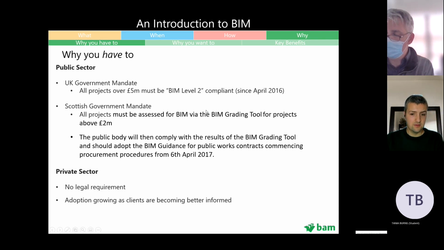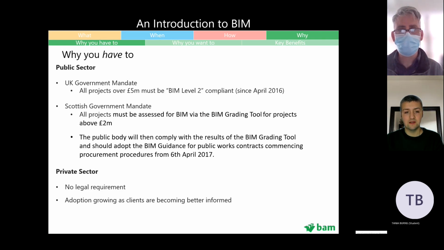So in Scotland, there's a BIM grading tool for projects above 2 million. So projects are assessed for whether BIM will be used. The reason for that is, well, you've got really small projects, so below £2 million, for example. The software is quite expensive to invest in, so you'll often find that the design team and the contractor involved in those projects don't have the software, and they don't have the experience. They maybe don't have the BSI and ISO accreditation and so on. It just becomes a lot more complicated.